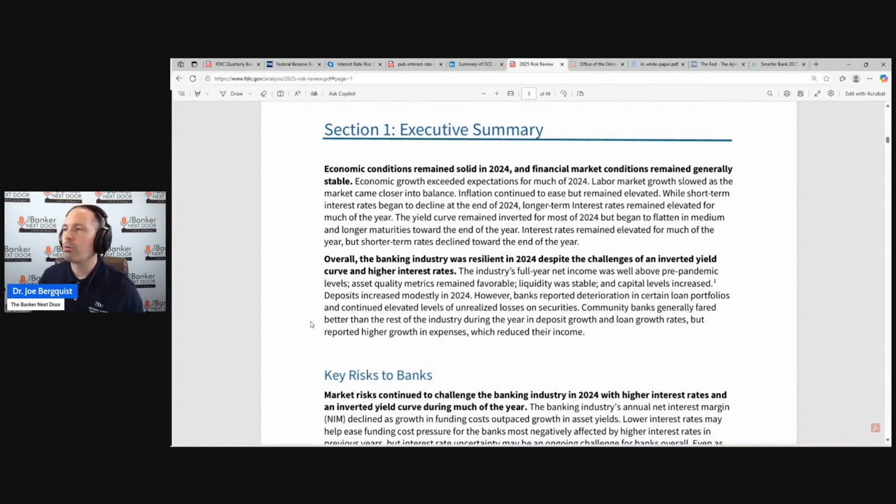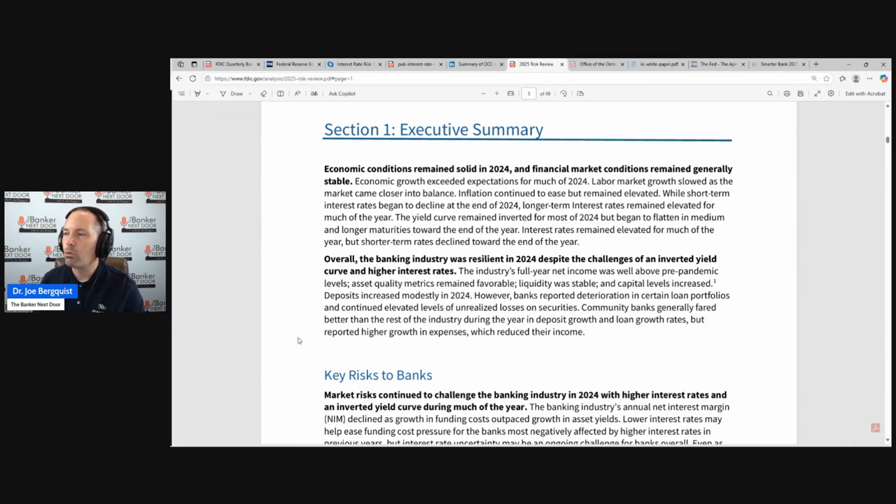So economic conditions remained solid in 2024, and financial conditions remained generally stable. Economic growth exceeded expectations for much of 2024. Labor market growth slowed as the market came closer into balance. Inflation continued to ease but remained elevated, while short-term interest rates began to decline at the end of 2024. Longer-term interest rates remained elevated for much of the year. The yield curve remained inverted for most of 2024, but began to flatten in medium and longer maturities toward the end of the year.